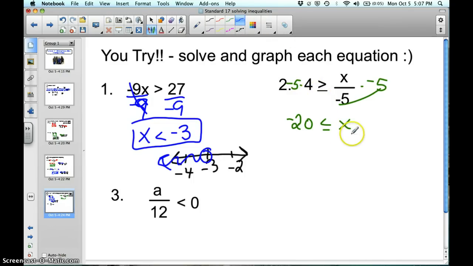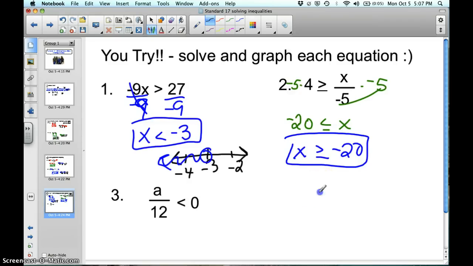All right, so since the variable is on the right-hand side, I need to flip it to the left-hand side. So when I do that, I have to flip my inequality symbol again. So I'm left with the solution x is greater than or equal to -20.